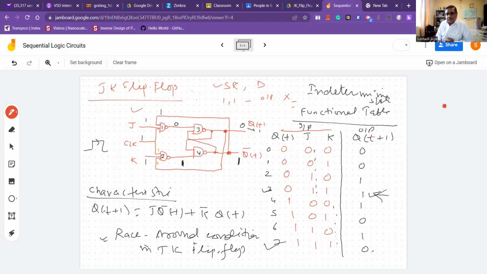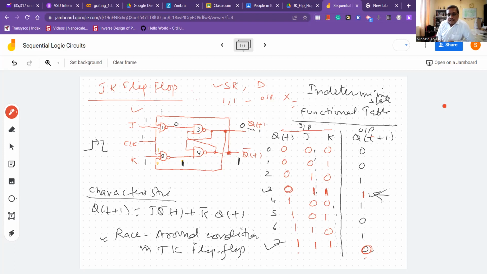If we see this carefully, this is the condition where J and K are both 1. The next output is the complement of the present output. The present output is 0, so the next output is 1. Again, when J and K are both 1 and the present output is 1, the next output is the complement of the present output, so 1 becomes 0. So this is the observation.